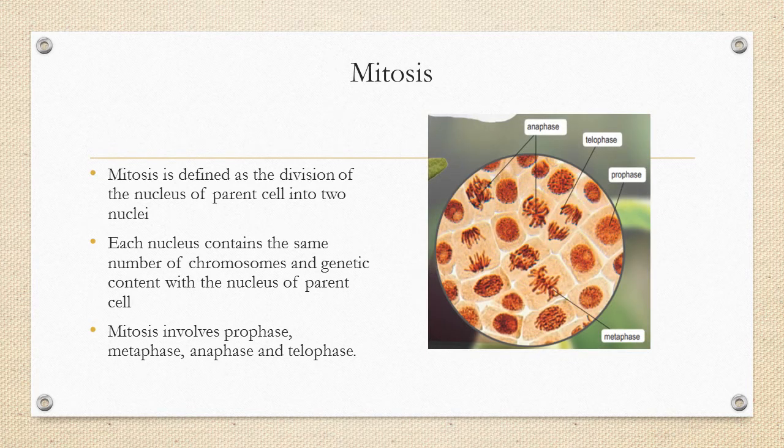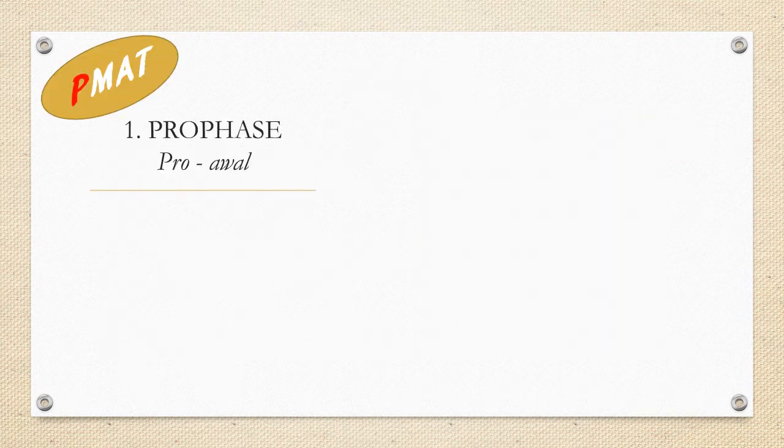Okay. From the diagram, you can see this is a photo of the tip of the shoot of a leaf. You can see all four phases in this cell. You can see anaphase, telophase, prophase, and metaphase. So now we're going to learn more detail about each stage in mitosis. So remember the word PMAT.